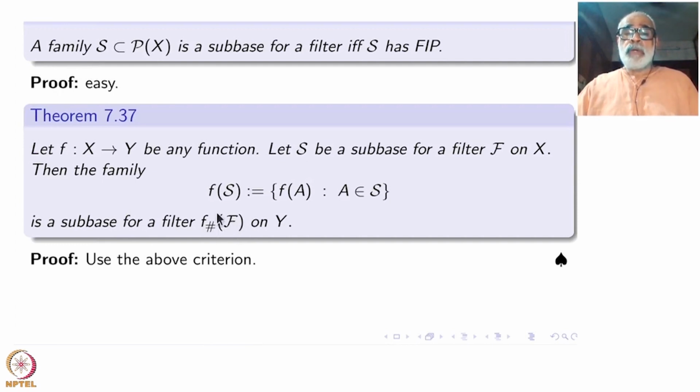Okay. So how do I do that? What is the meaning of subbase for a filter now? Take finite intersections of members of f(S), then take all the supersets. So that is your f check of F. All right. So all that I have to see is that this family has the finite intersection property. If you take f(A1), f(A2), ..., f(An), the intersection contains f of the intersection of A1, ..., An, that will be contained inside that one. So that is non-empty, that's all.